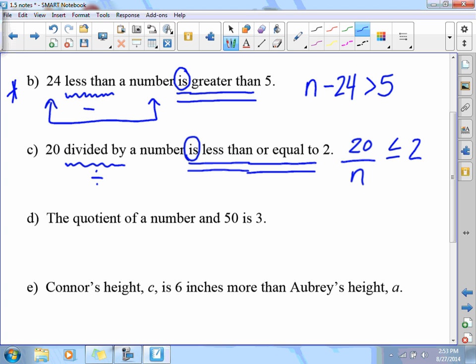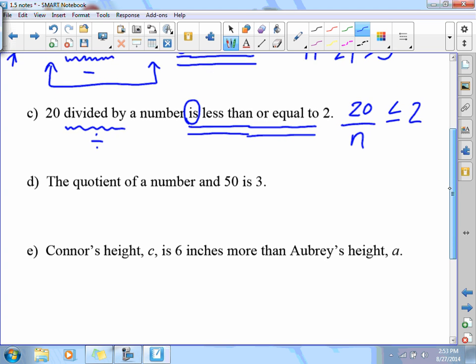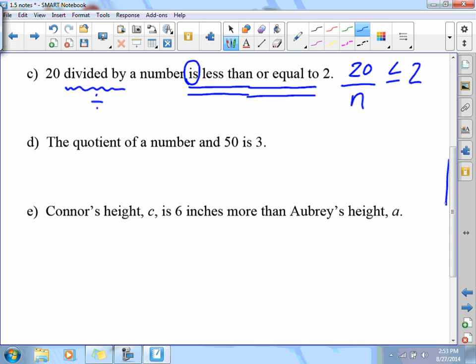For part D, I have the quotient of a number and 50 is 3. So I see the word quotient. Again, that implies division. And then I have is for equals. So I don't have any is less than or is greater than, so I'm not going to use an inequality symbol. I'm going to use an equal sign. So this will be an equation. So the quotient of a number and 50. So again, I'm going to have some number divided by 50 to get my quotient. Is means equals 3.